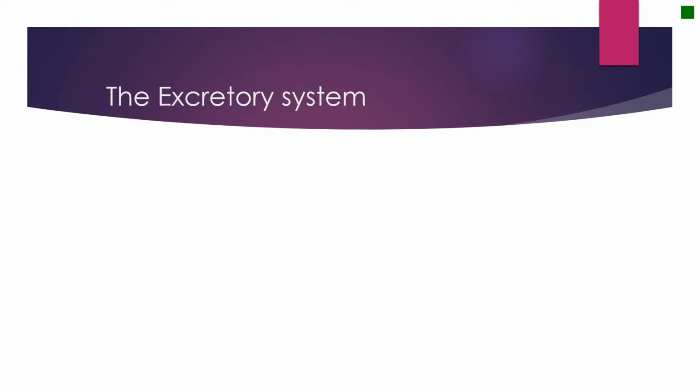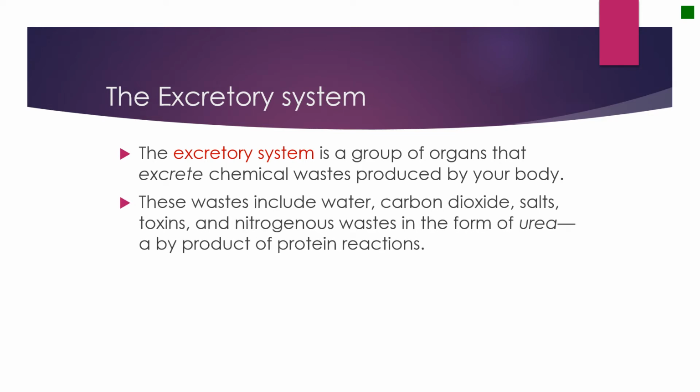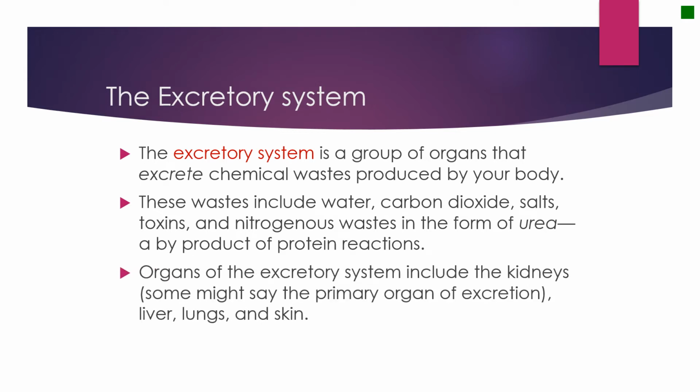All right, that leads us to the excretory system. The excretory system is a group of organs that excrete chemical waste produced by your body. These wastes include water, carbon dioxide, salts, other toxins, nitrogenous waste in the form of urea mostly, which is a byproduct of some of your protein reactions in the body. Organs of the excretory system include the kidneys. Some might say the primary organ of excretion is the kidneys, but it also includes your liver, your lungs, and your skin.